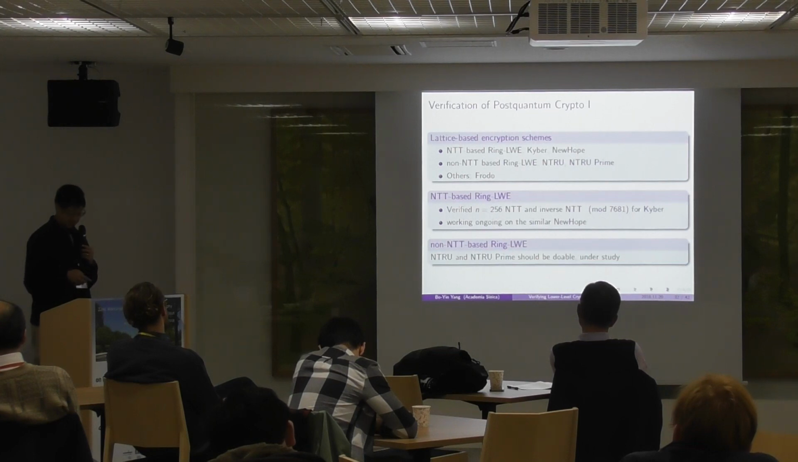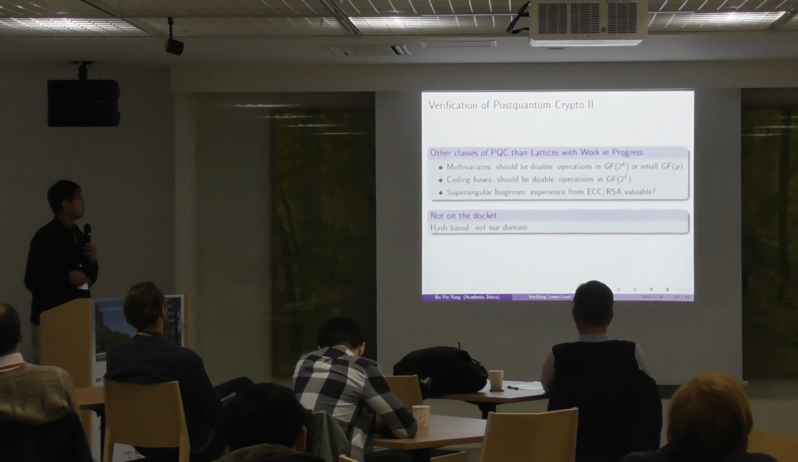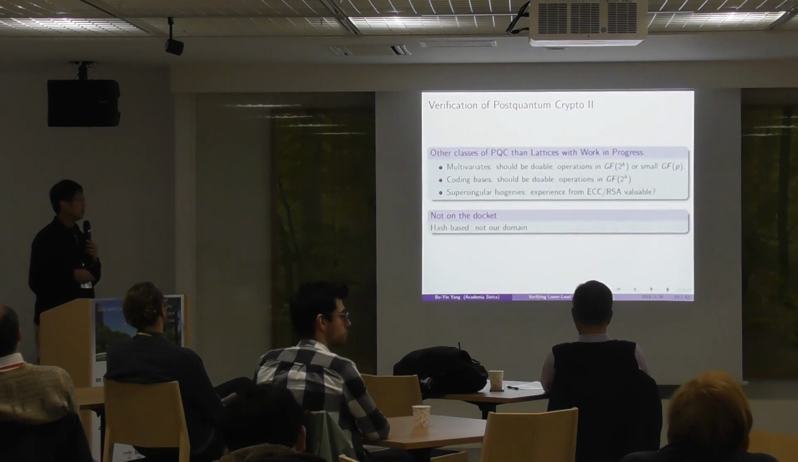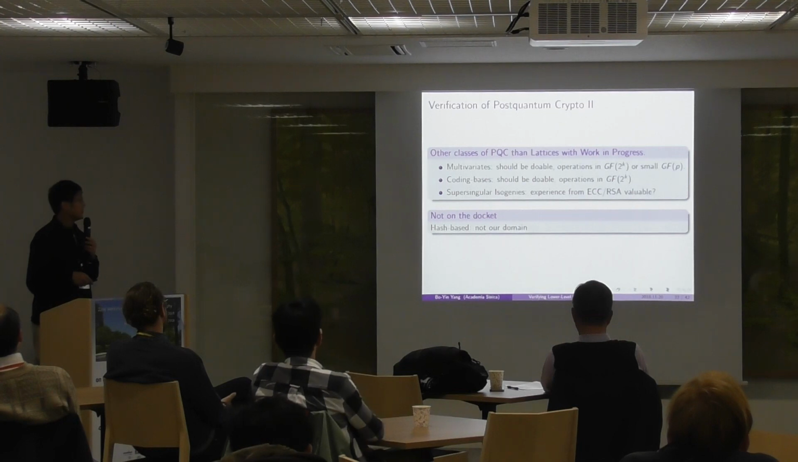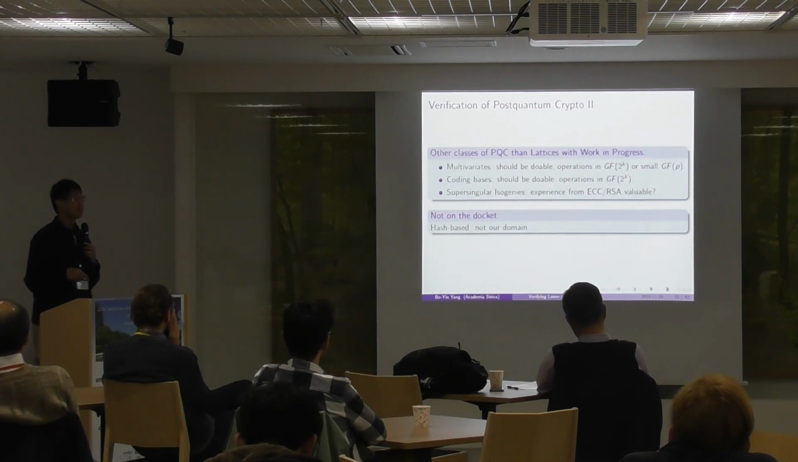We believe that this should be doable. We think that this should be relatively easy. There are other post-quantum cryptography. For example, there is multivariates, and operations are in a very small field, like 31, or in a smaller binary field, like 256 or 16. And this should be doable. The coding-based stuff we think should be doable. I mean, the operations are, again, in a small binary field, 2 to the 13.